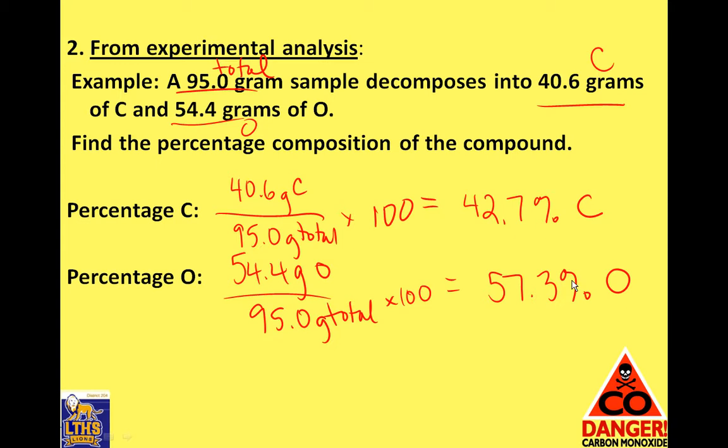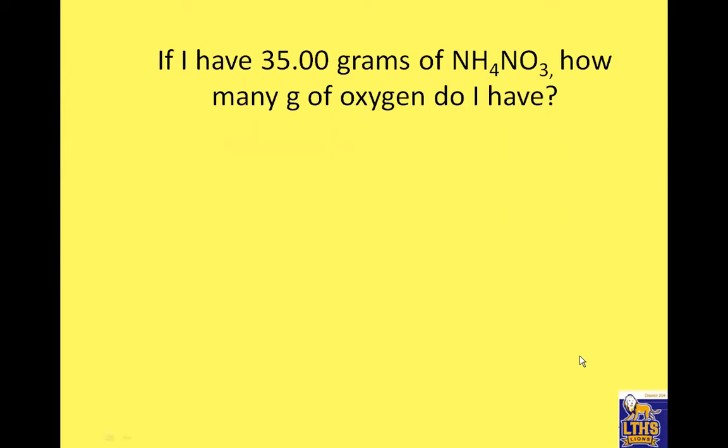So these are not the same compound. In fact, this compound is carbon monoxide. So we have 2 different compounds with carbon and oxygen, and we can tell them apart by their percent of each element in the compound. Remember, percent is always part over total.